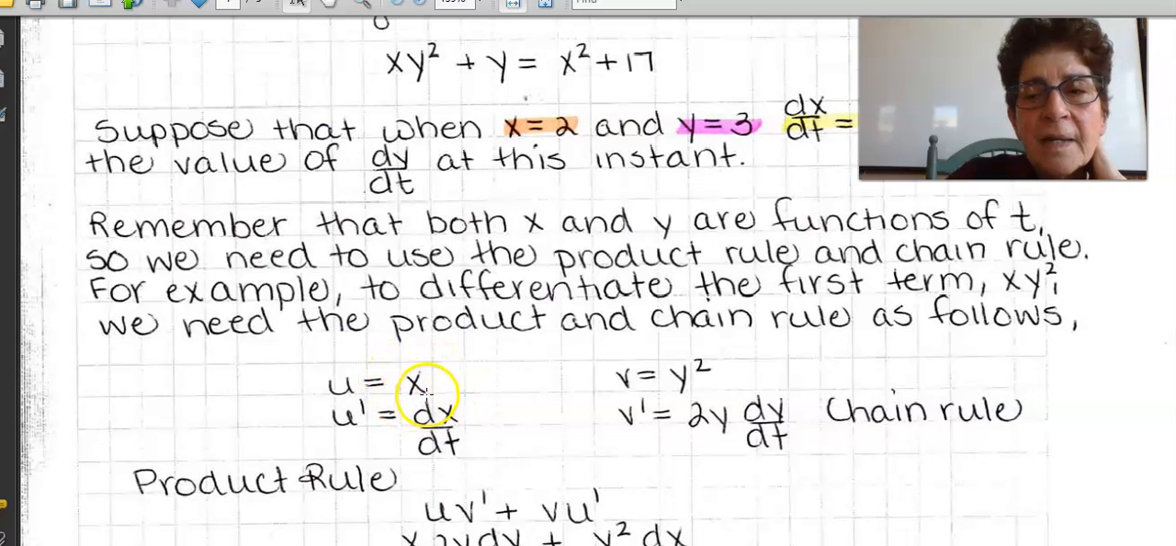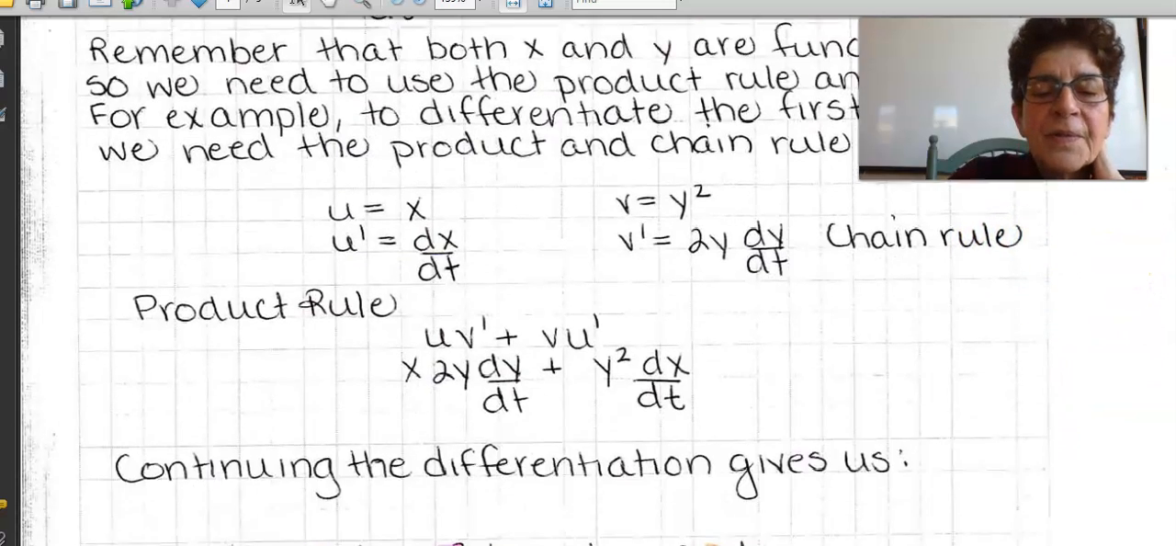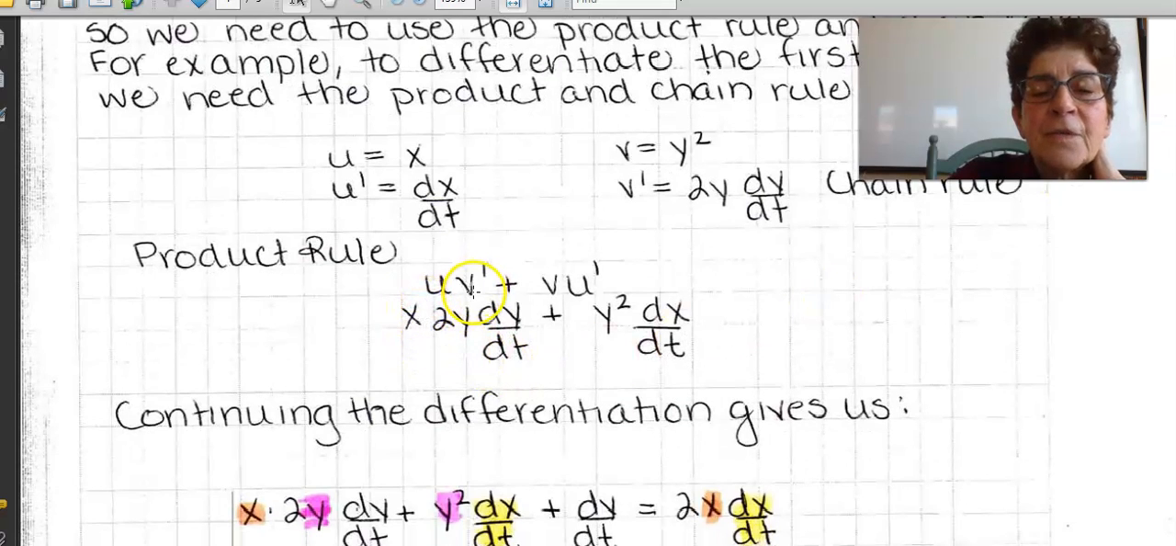If I differentiate x, the outer function gives me a 1, and the inner function gives me dx/dt. If I differentiate y squared, the derivative of the outer function is 2y, and the derivative of the inner function is dy/dt. That is an application of the chain rule. Now if you remember how the product rule works, it's the first term times the derivative of the second plus the second times the derivative of the first. So I'm going to use the values I created up here and plug them in. So I get x times 2y dy/dt plus y squared times dx/dt.